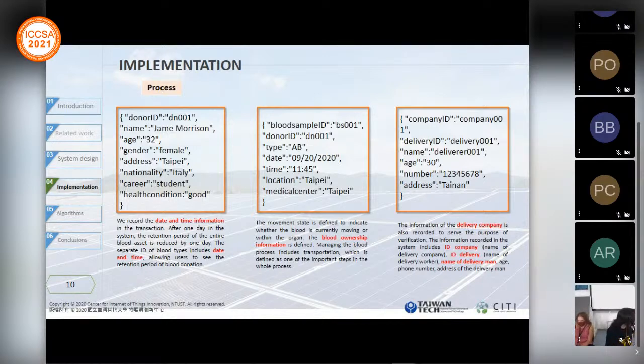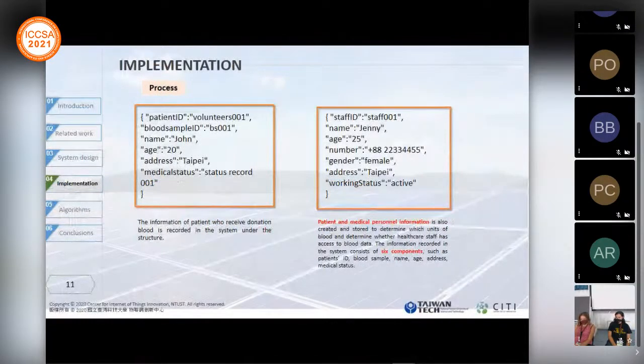And the movement state is defined to indicate whether the blood is currently moving or within the organ. The blood ownership information is defined. Managing the blood process includes transportation, which is defined as one of the important steps in the whole process. The information of the delivery company is also recorded to serve the purpose of verification. Information recorded in the system includes ID company, ID delivery, name of delivery man, age, phone number, and address of delivery man also.